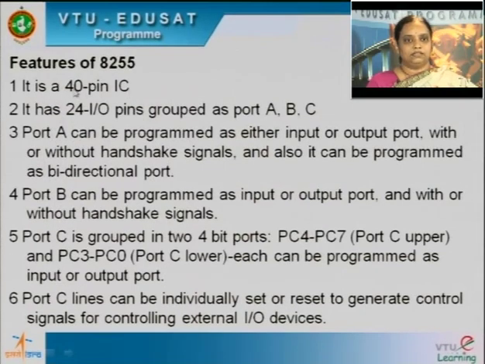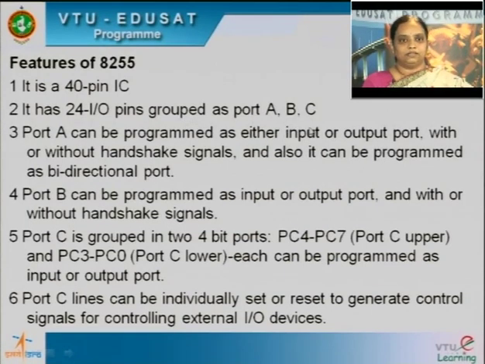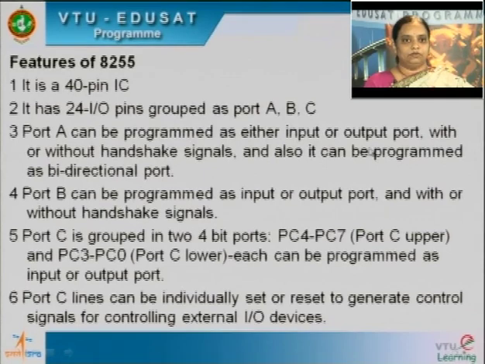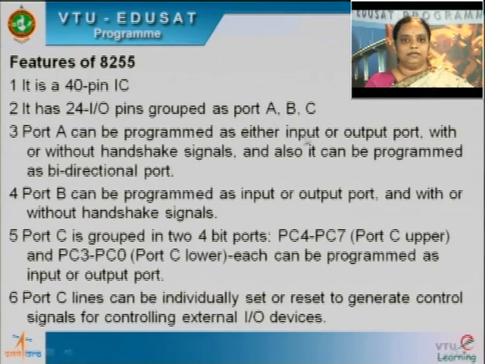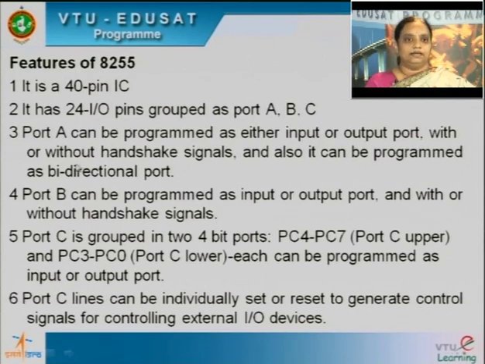Then the features, as I said, it is a 40 pin IC. In that, 24 pins are grouped as A, B, C, and we have seen that A can be an input or output, and you have 2 more modes with A, totally 3 modes. One is a simple input or output port. It can also behave as an input or output port with handshake signals. That is, you can get ready, interrupt, all these signals. Based on this, data transfer can take place. And it can also be programmed as a bidirectional port.